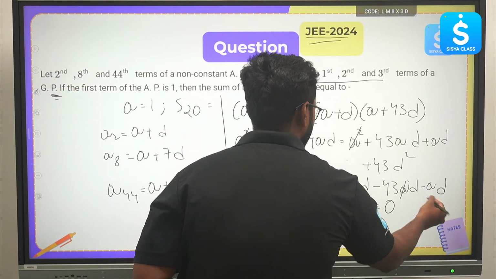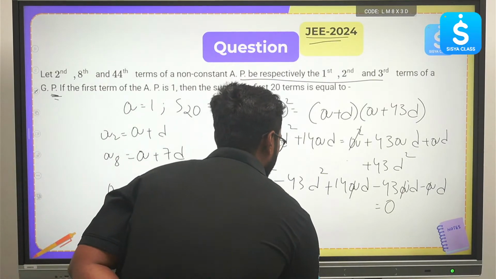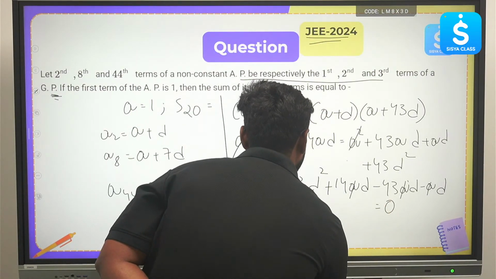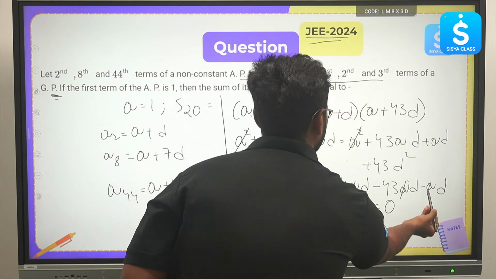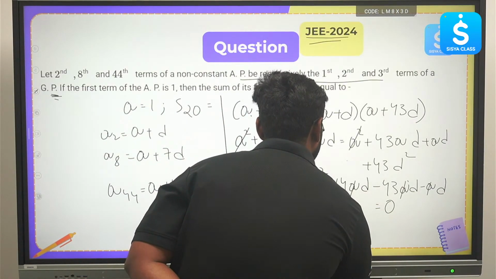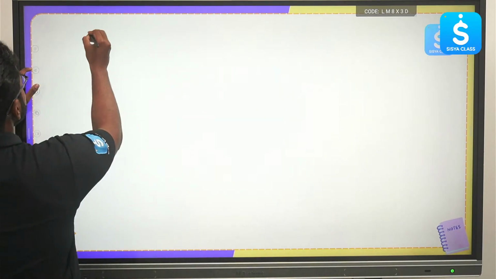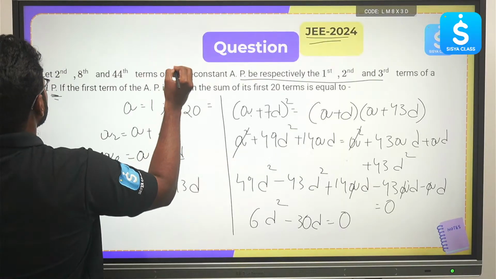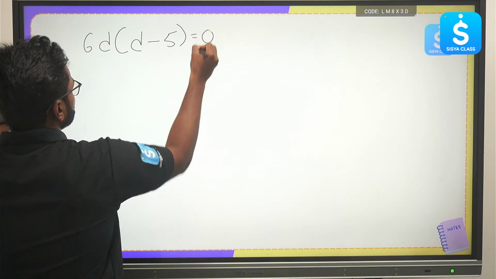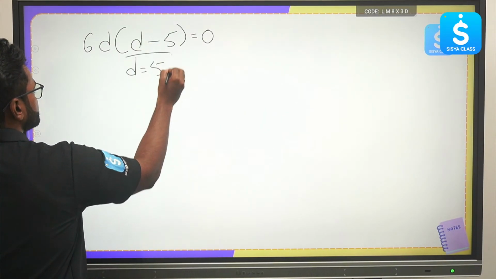Value of A is 1, right? So let us put it as 1. This should be 6D square minus 30D is equal to 0. Let us take 6D as common from this equation. 6D into D minus 5 is equal to 0. From here we can find out the value of D is equal to 5.